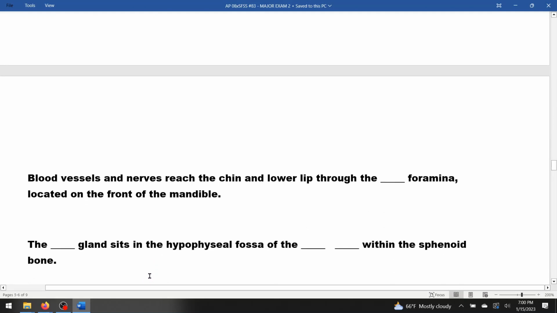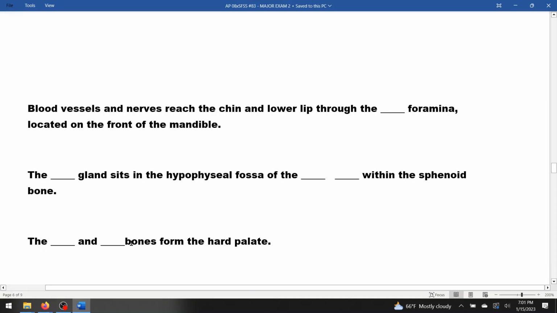The blank gland sits in the hypophyseal fossa of the blank within the sphenoid bone. Okay, hypophyseal refers to the hypophysis. And you could put that there, but most people call it the pituitary gland. So the pituitary gland sits in the hypophyseal fossa of the sella turcica within the sphenoid bone.